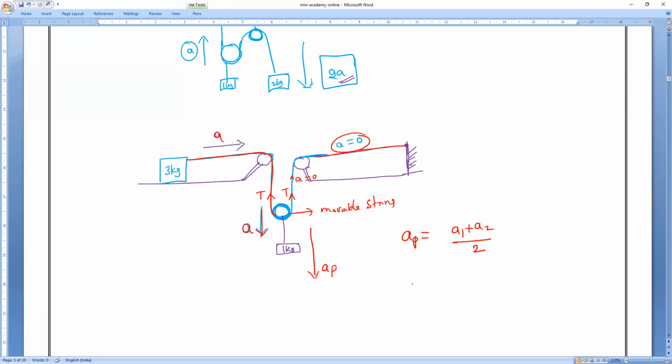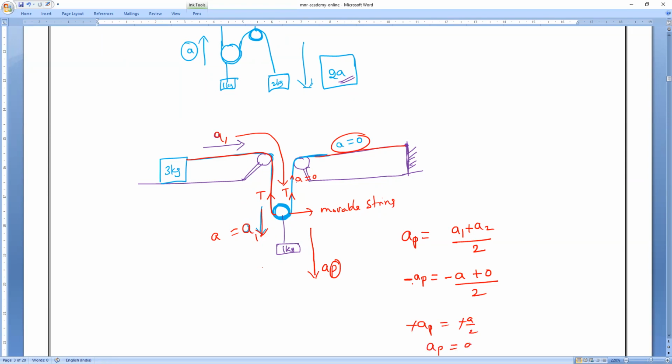See that acceleration is also acting downwards, and the acceleration of the pulley is also acting downwards. So, is it negative or positive? Negative. A1 is also acting downwards, so this is also negative. Minus A plus 0 divided by 2. So now minus AP is equal to minus A by 2. Minus minus will get cancelled.